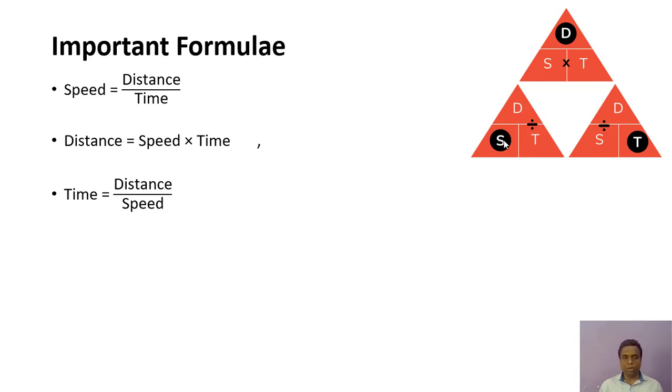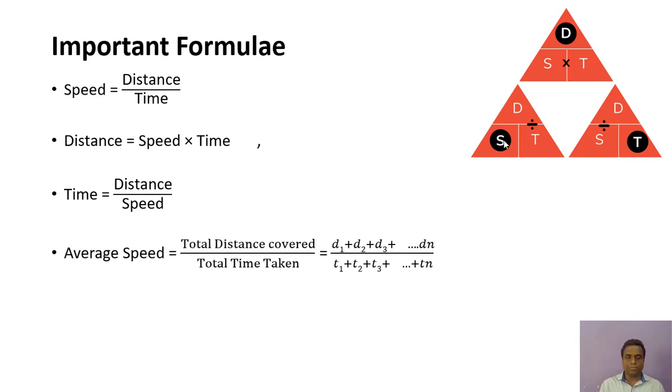Now in some problems it is given that a person travels x distance with speed a kilometer per hour, and later he travels a distance of y kilometers at a speed of p kilometer per hour. Then find the average speed. Now we have to take into consideration both the speeds, both the times taken and both the distances covered, to find out the average speed. So what is the formula for average speed? Total distance covered upon total time taken.